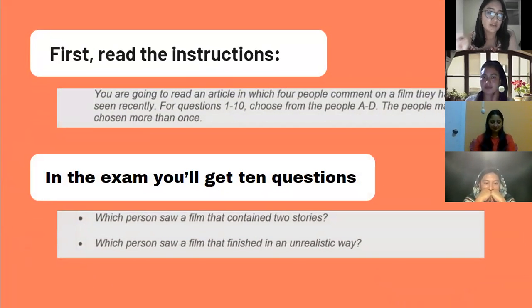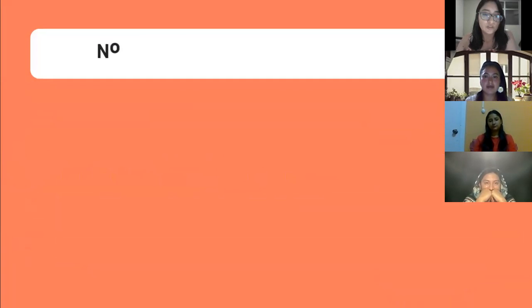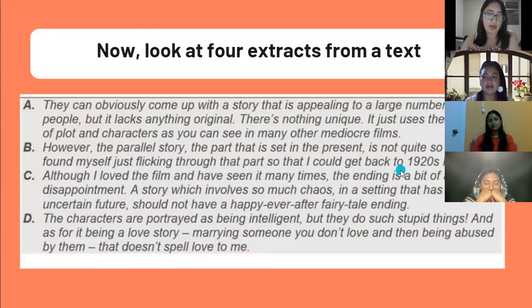So first, read the instruction, that is, this is the instruction, and then in the test you will get 10 questions, but let's look at 2 questions here. Here are the 2 questions. So now look at 4 extracts from a text. We have shortened them for the video, so they will be longer in the exam, but this will show you what to expect.